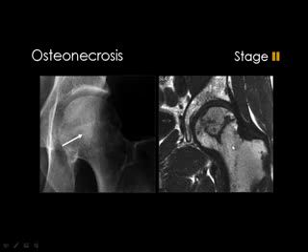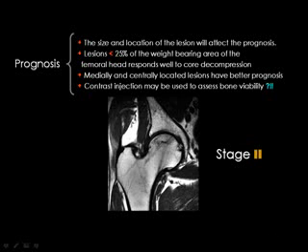The bone inside the line is almost similar to the bone outside the line. Then you are dealing with stage 2 avascular necrosis. Also here, you can see the line, you are dealing with stage 2 avascular necrosis. The prognosis depends on many factors: the size and the location of the lesion.